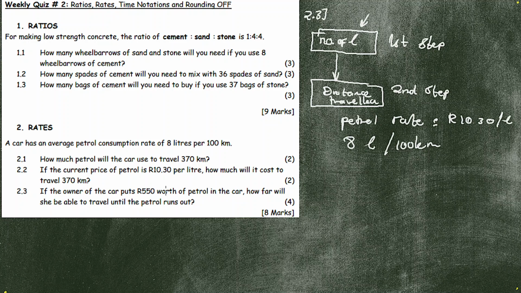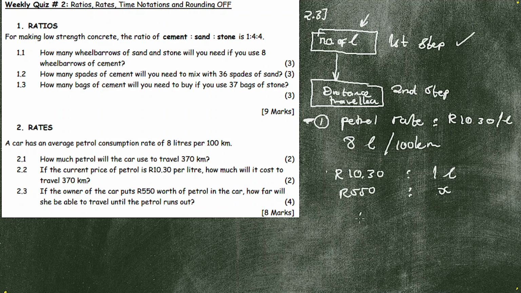Runs out. What is the distance she will be able to travel with R550? So let's do this. We're going to work backwards. I'm going to start with this rate and find the number of liters. Step number 1. So what is the rate? The first rate, this one. It's 10 rand 30 per 1 liter. And she has R550 in her pocket. How many liters will she be able to buy with R550?